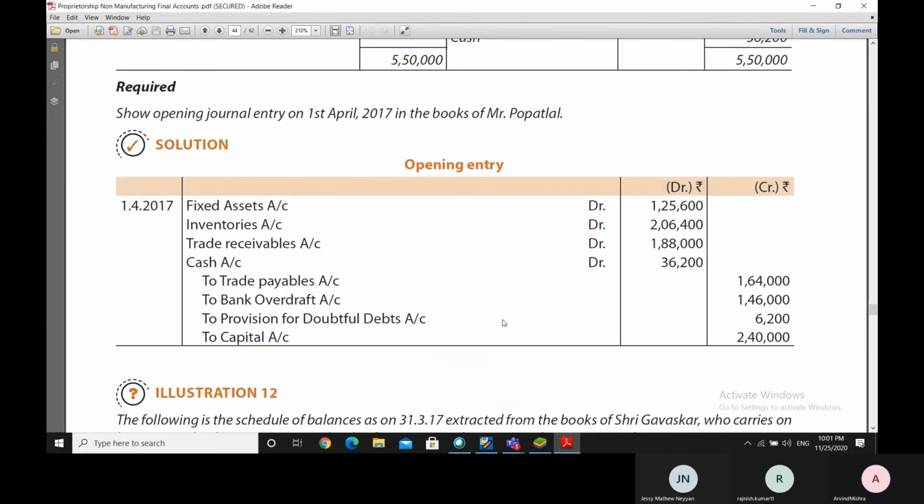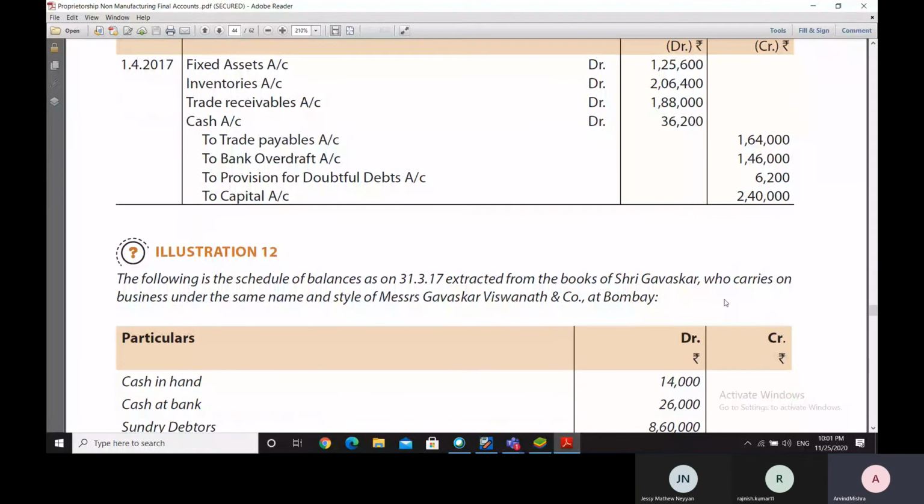and all the debits are taken by debiting the respective accounts in the new accounts, and all the credits are taken by crediting the respective accounts. As simple as that.